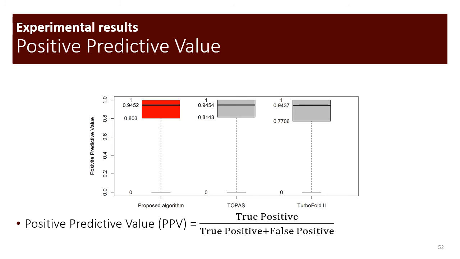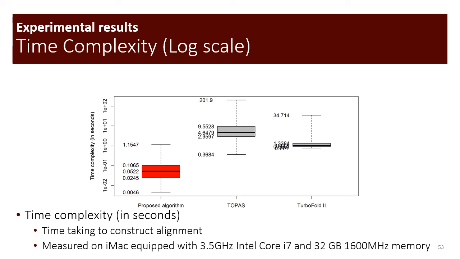This is the time complexity comparison on a log scale. As you can see, the proposed alignment algorithm was the fastest among the algorithms. I'd like to emphasize that TurboFold 2 has been implemented in C++, while Topaz and the proposed algorithm have been implemented in MATLAB, which is known to be much slower than C++ in practice. Even with that fact, the proposed algorithm is noticeably faster than TurboFold 2.